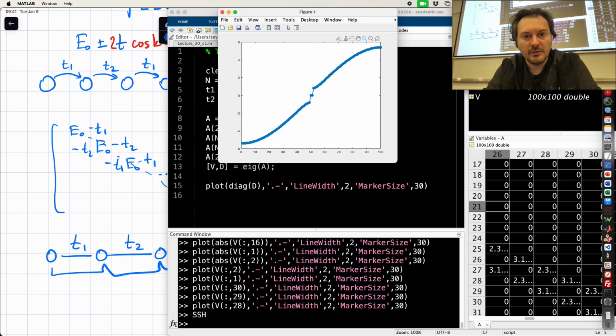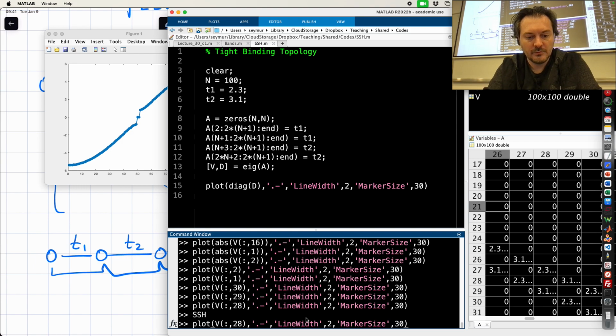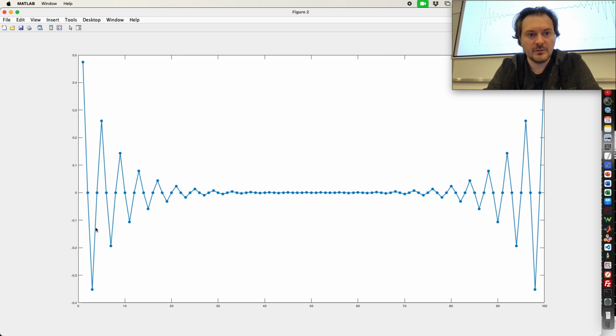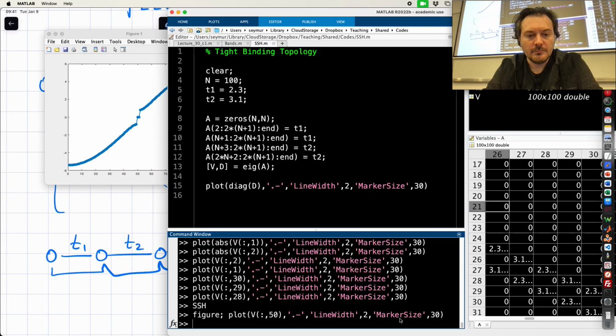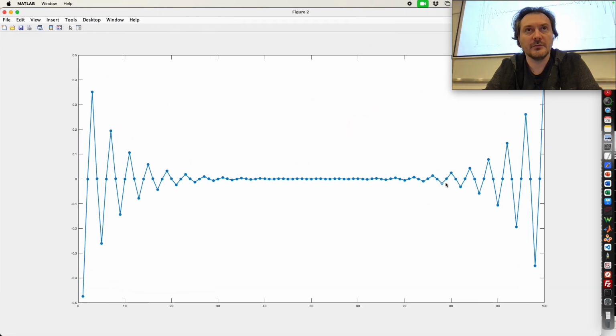Let's see how they look. Those ones, we can plot their eigenvectors. So figure, let's plot the number 50. Look, it's the edge state. Do you see? It's localized at the edge. Everyone sees it? And then the other one was 51. As you can see, it's yet another state that is localized at the edge. Okay.